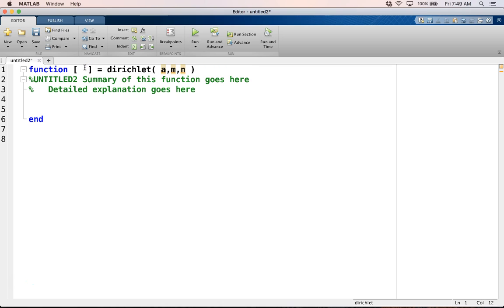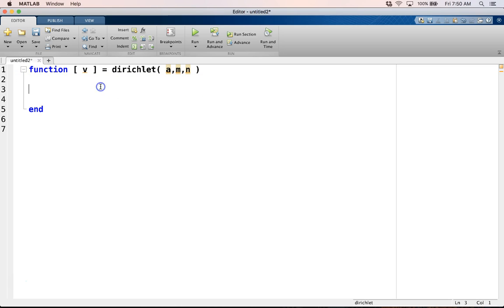And instead of the output being a single prime, the output's going to be a vector of primes. It's going to be a length n vector that I call v. So first I'm going to initialize v. I'm going to initialize it as an empty vector, a length 0 vector. So I do that like this by writing empty brackets.